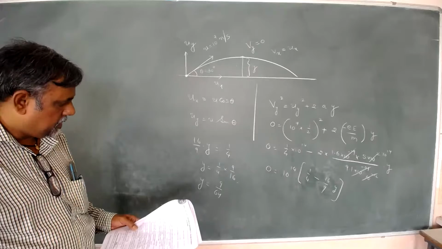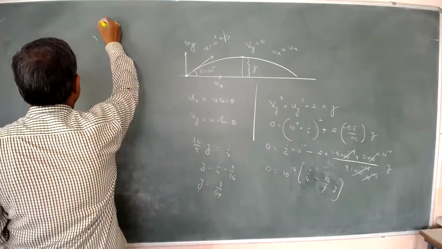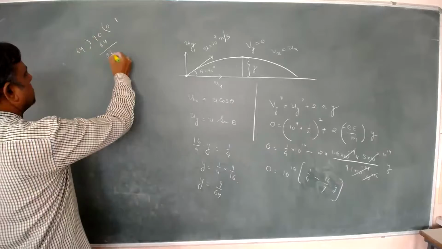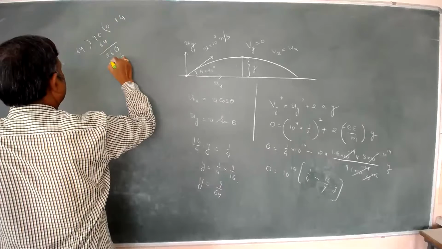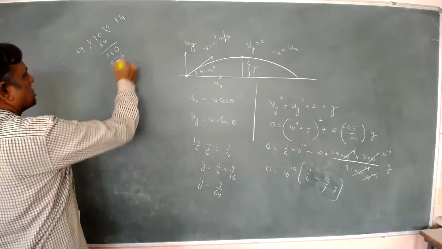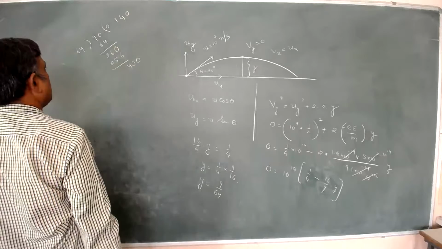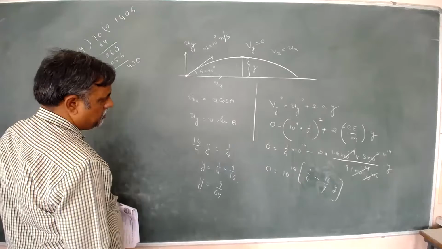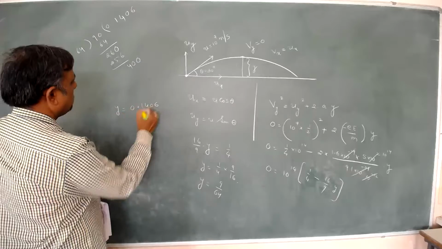So how much will it be? 9 by 64 is approximately 0.14. So y is equal to 0.14 meters.